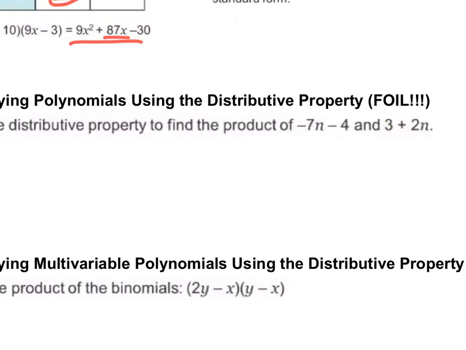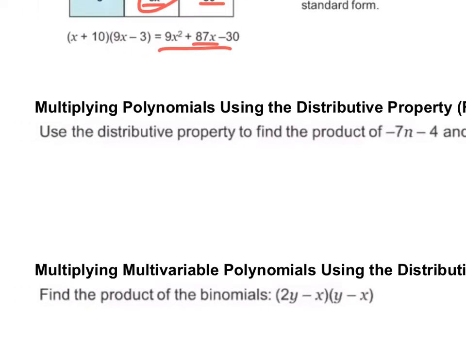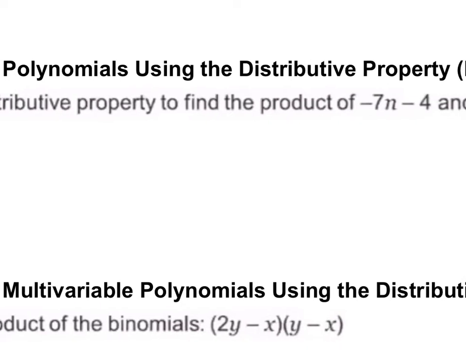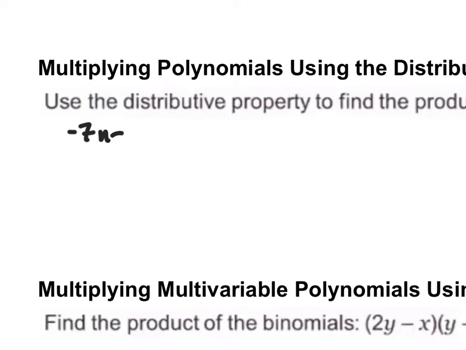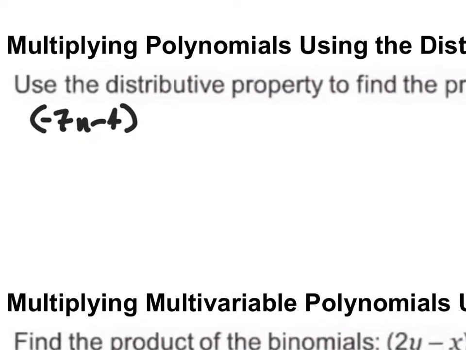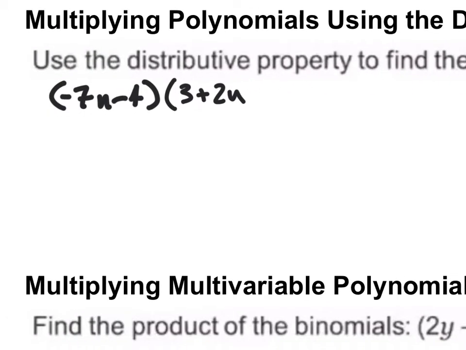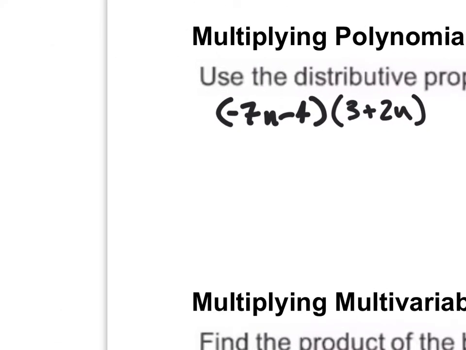So let's write that over here. Let me zoom in. Negative 7n minus 4, in parentheses, and then 3 plus 2n. Okay, it says use a distributive property to find the product. There's a couple different ways, but what we like to show you is this method called FOIL.